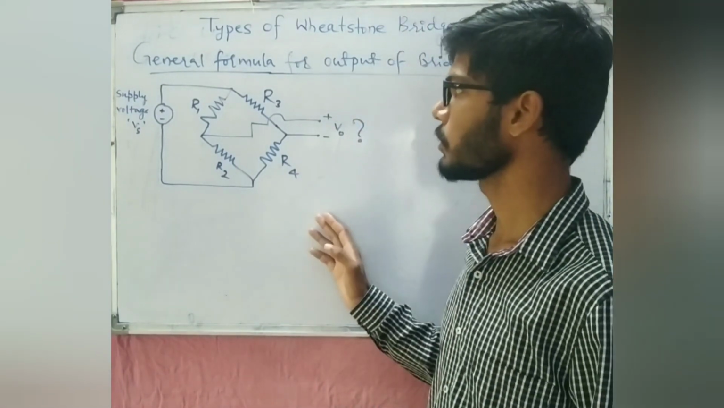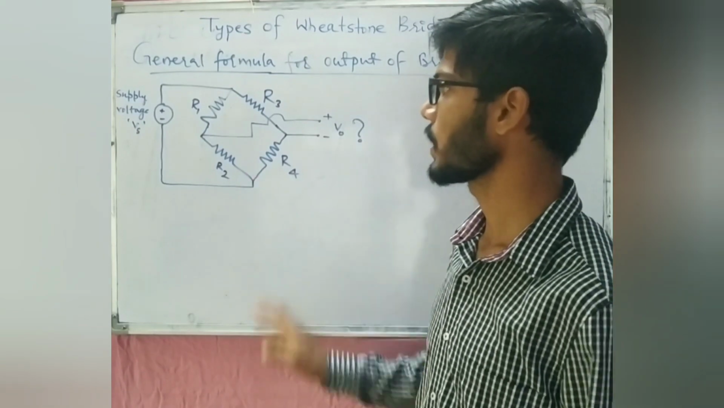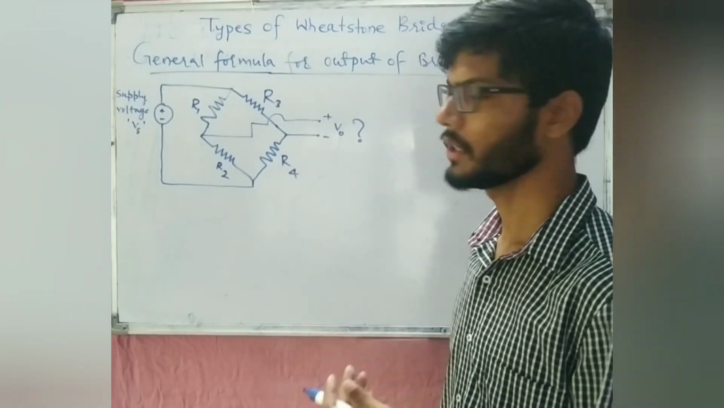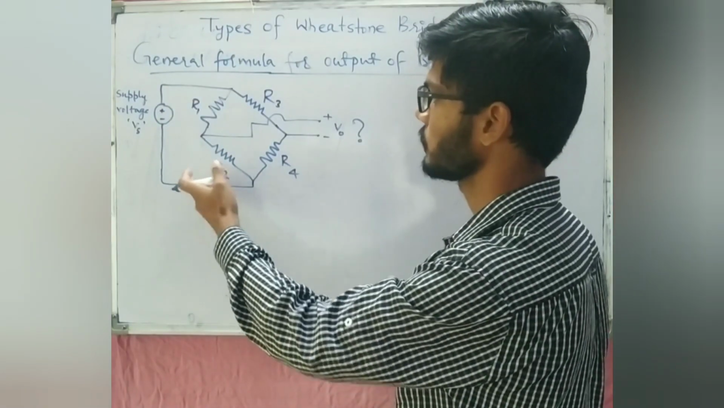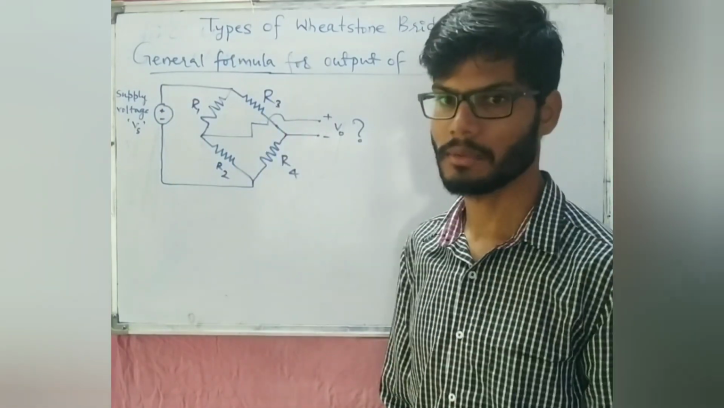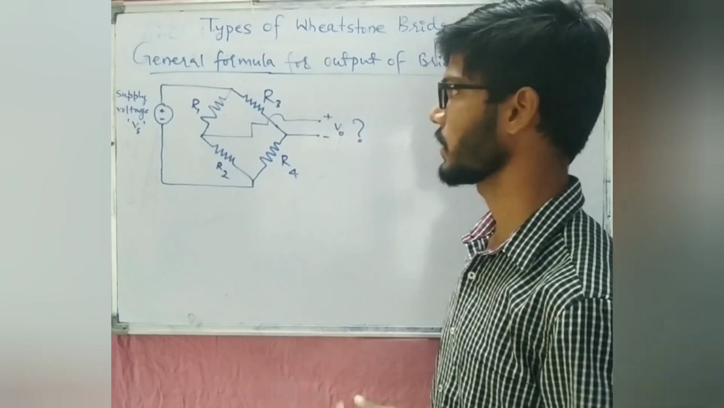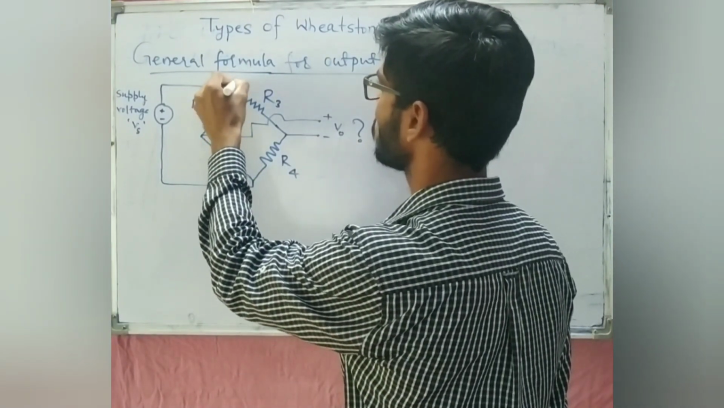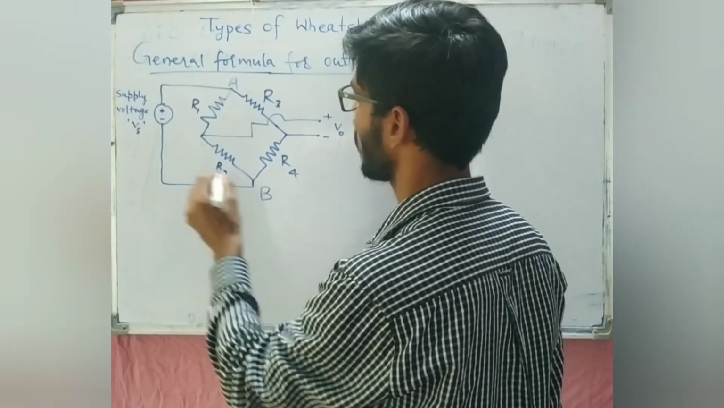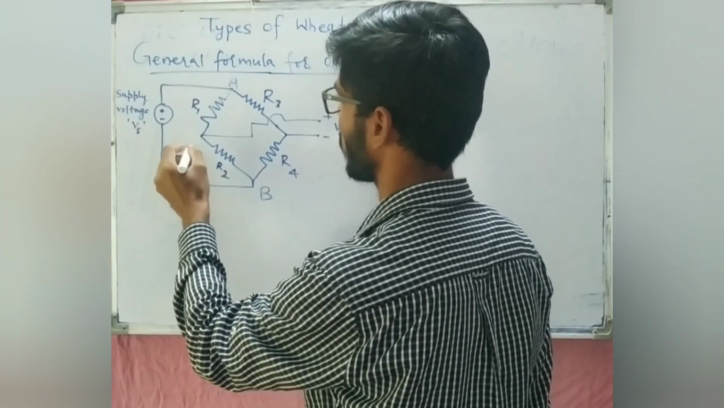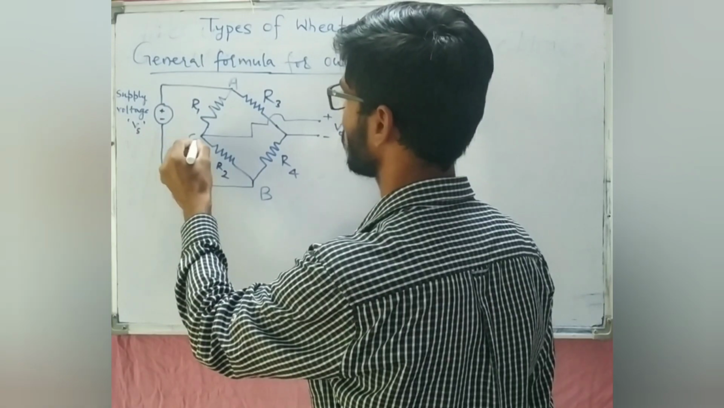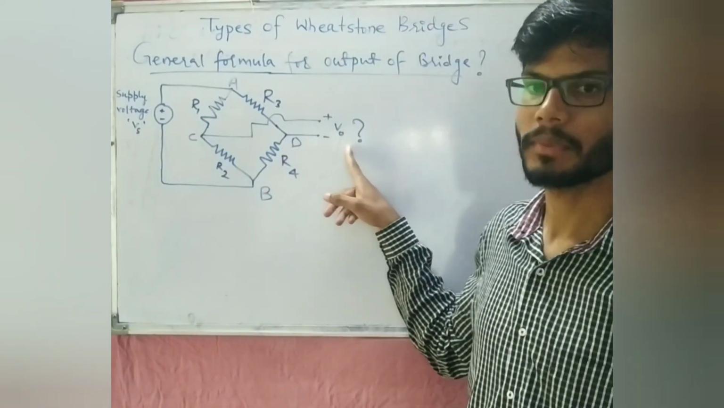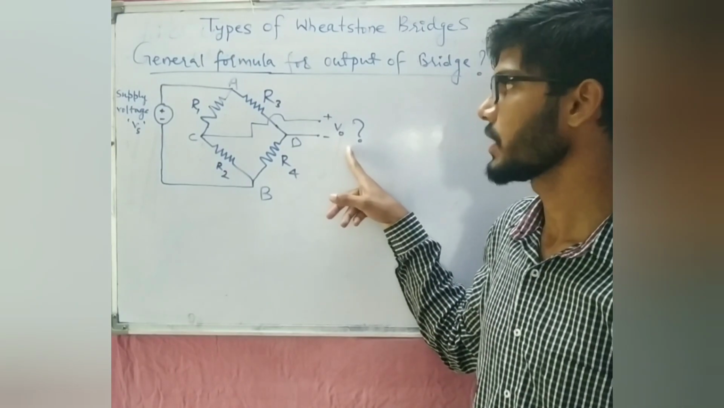I have drawn a Wheatstone bridge which has four arms, R1, R2, R3 and R4. They can be in any manner. It is not necessary that this should be R1, this should be R2, R3 or R4. It's not going to affect anything. Let's assume these two points are A and B, where the voltage supply is connected, and these points are C and D. Our aim is to derive the general expression for the output voltage V0.